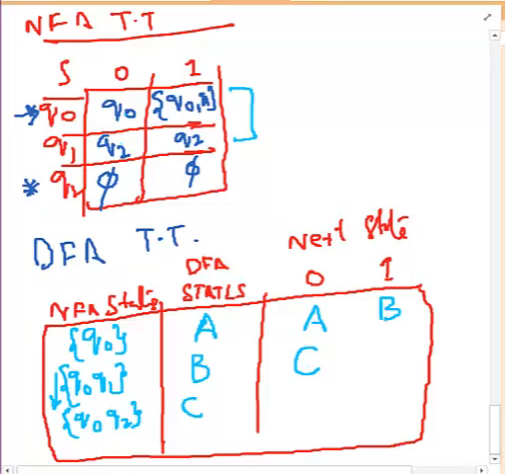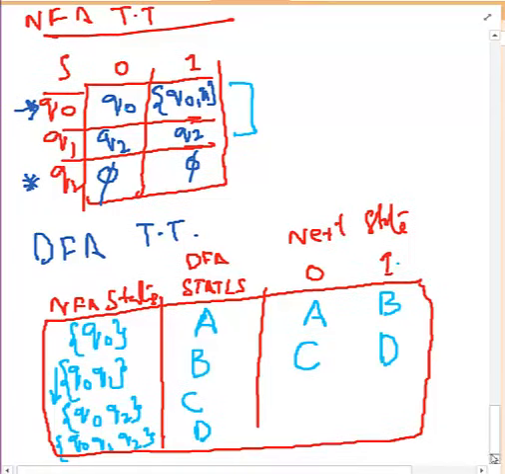Now after that I see on Q0 Q1, on taking input 1, where I can reach. Taking the subset of these two, I see where I can reach on 1. I can reach Q0, Q1, Q2. That's a new state, so I call it D. Let me write D here: Q0, Q1 and Q2 in braces, because this is a new state. I'm done with this, and I should also tick whenever I'm done.